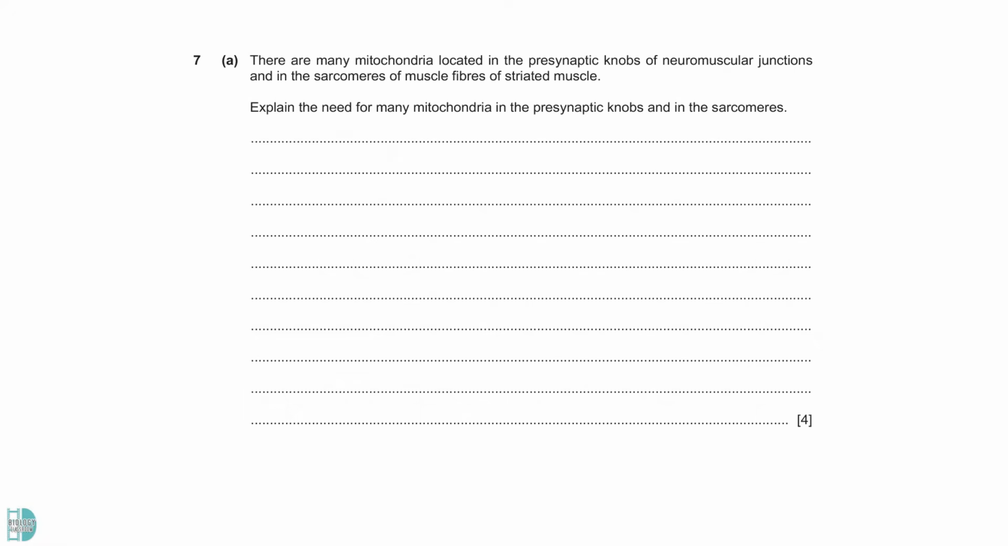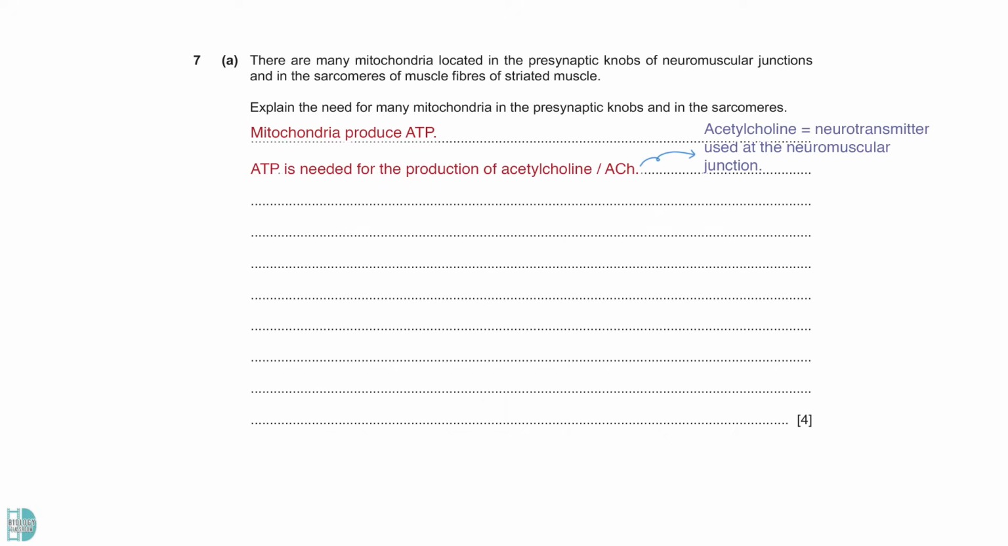A. Explain the need for many mitochondria in the presynaptic nodes and in the centromeres. You can get the first mark by stating the function of mitochondria. There are a few processes that require ATP in the presynaptic nodes and in the centromeres. First, the production of acetylcholine in the presynaptic nodes requires energy. Acetylcholine is the neurotransmitter used at the neuromuscular junction.